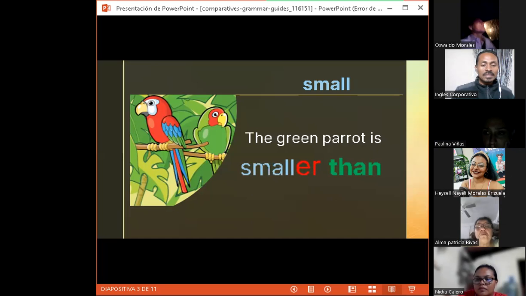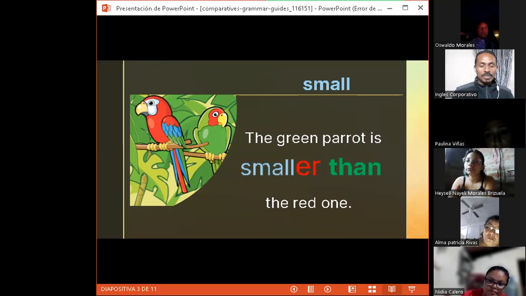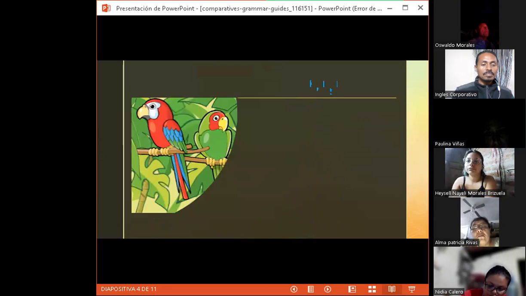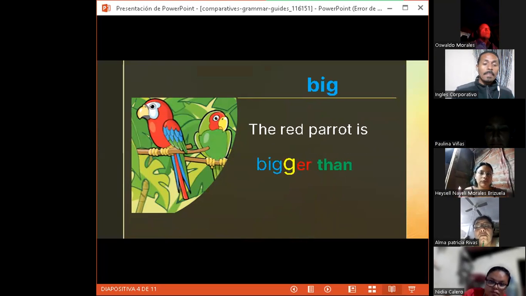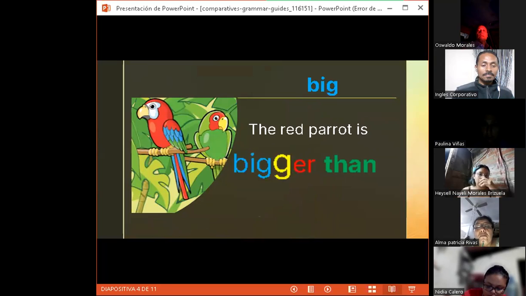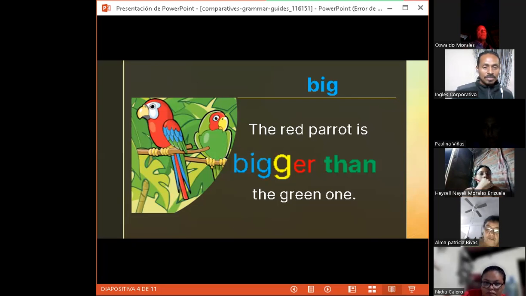Check the examples, okay? The green parrot is smaller than the red one. More examples. B, the red parrot is bigger than the green one. Check the parrots. Presten atención también a los pericos, ¿no? Estamos comparando a ellos dos. Que el rojo es más grande que el verde, right? The red parrot is bigger than the green one.